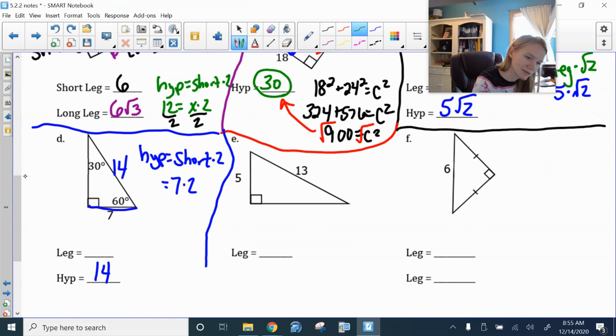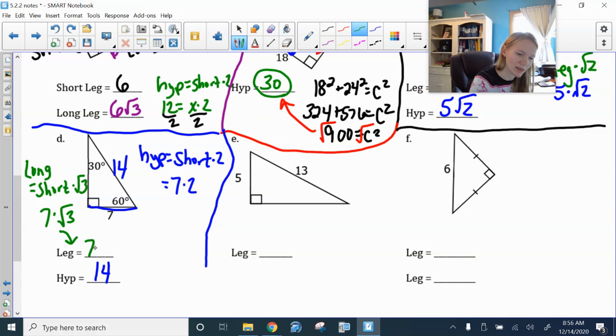The longer side equals the short side times the square root of 3. So really, we're just going to say 7 times the square root of 3, which doesn't do anything. We can't do any calculations.